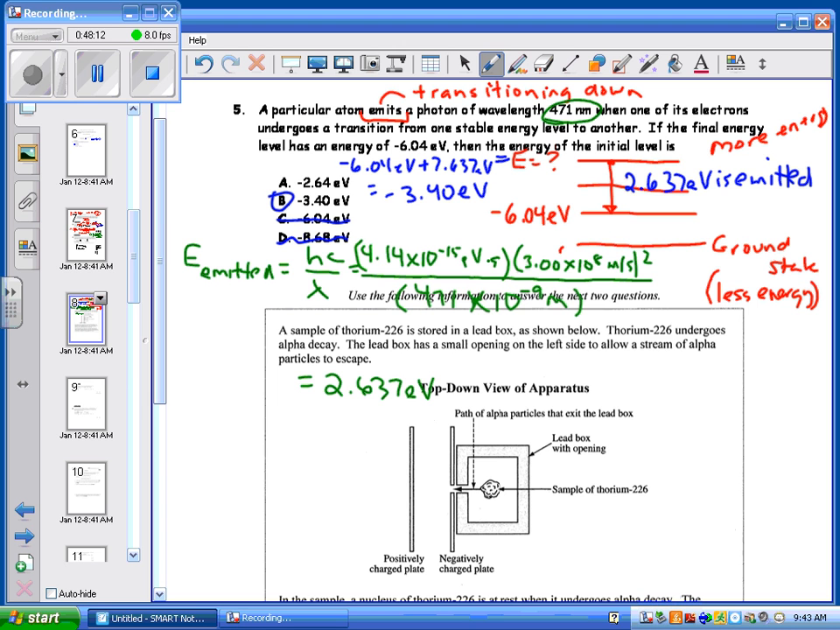Did you do negative? Negative 6.04. Oh, I did that, but then I ended up... Oh, because it's 471 times 10 to the negative 9. If you do it as 4.71, it's got to be times 10 to the negative 7. Sorry, that's covered by the words there.